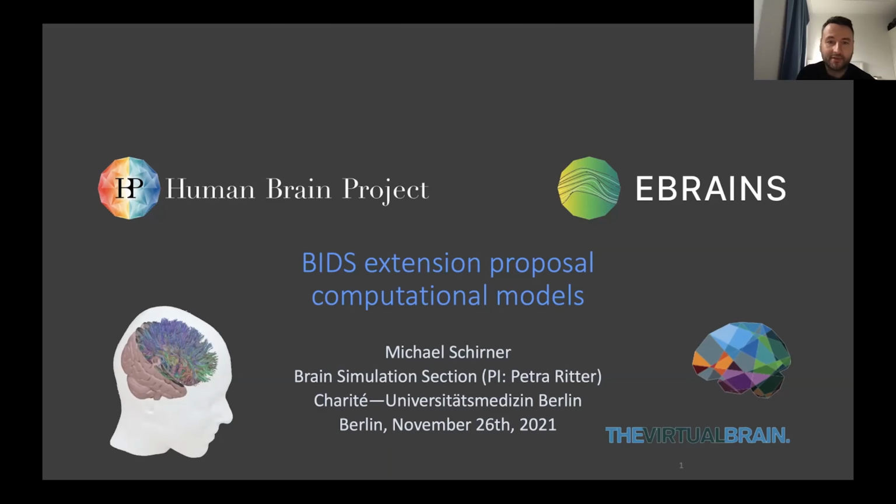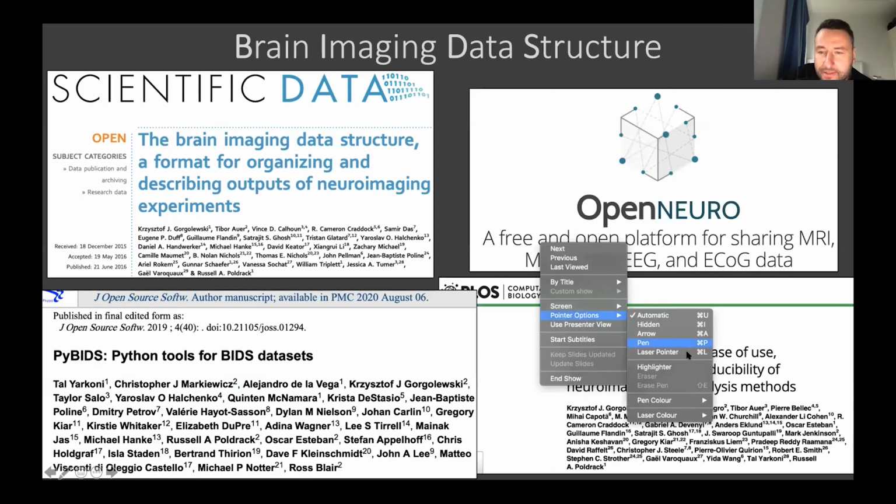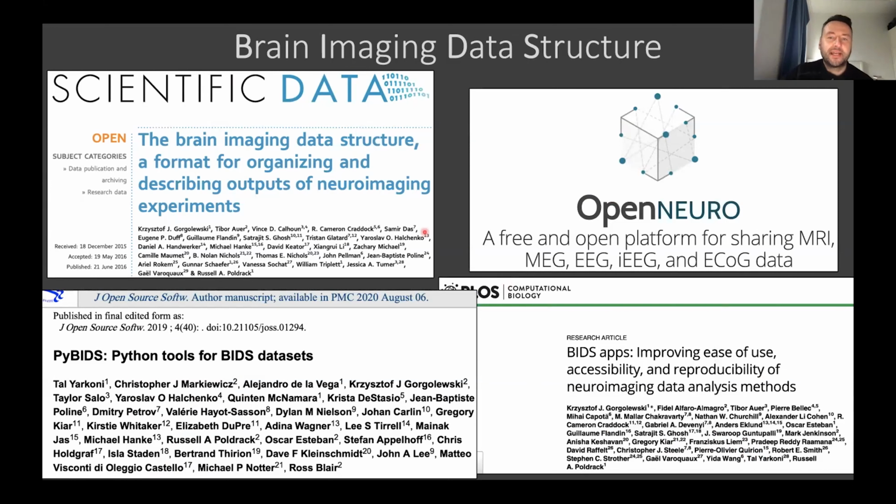This is about an extension proposal for BIDS for computational models, for storing the simulation results of computational models. Okay, BIDS is an existing data standard, and a widely used data standard, one could say, particularly for neuroimaging data. It started out for neuroimaging data like MRI data, and later also other data modalities were added.